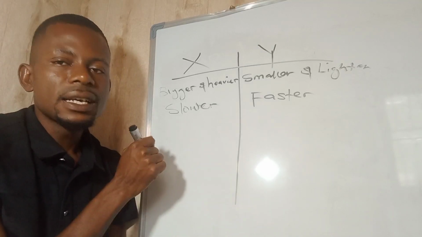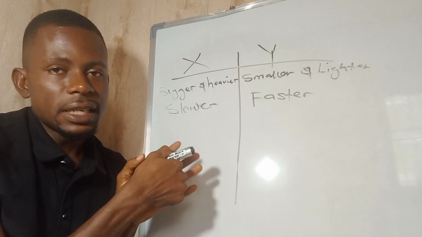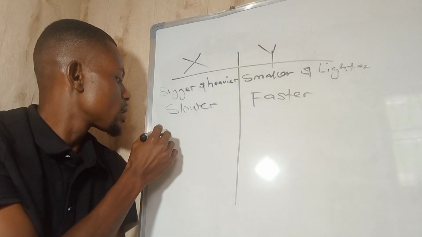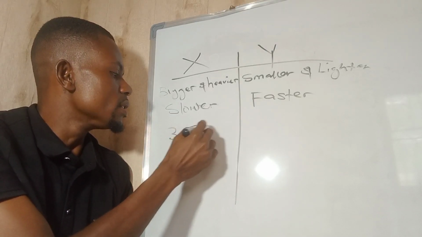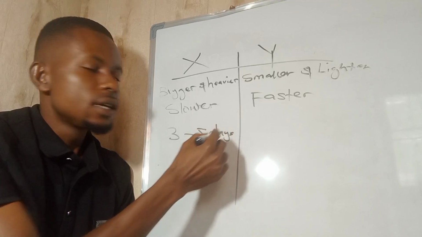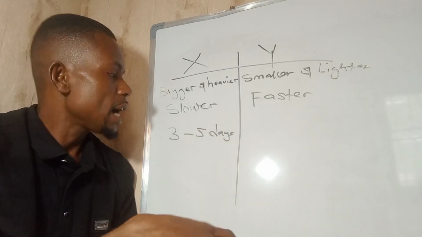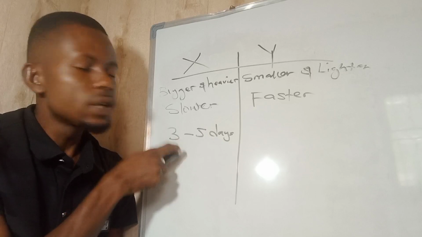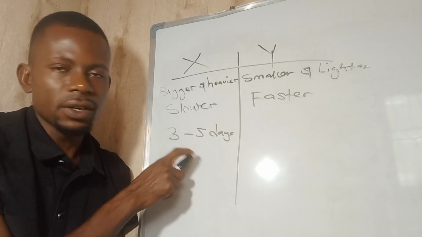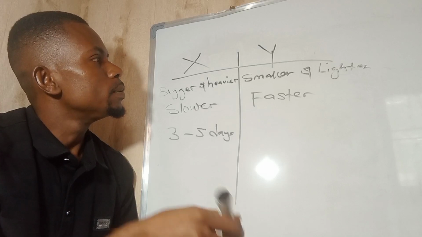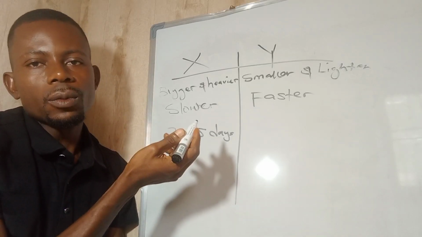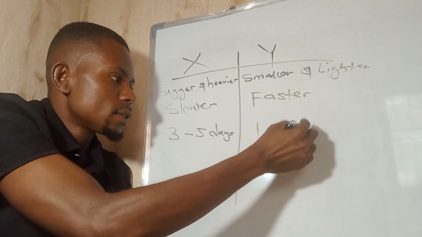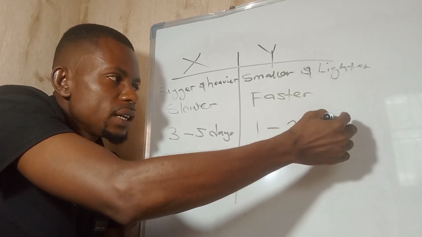Then he also discovered that the sperm cells containing the X chromosome last longer. They can last for about 3 to 5 days in the woman's fallopian tube. So if you had sex 3, 4, or 5 days ago, you are still carrying the man's sperm cells around. And the sperm cells carrying the Y chromosome do not really last long in the fallopian tube. They last for just about 1 to 2 days and rarely 3 days.